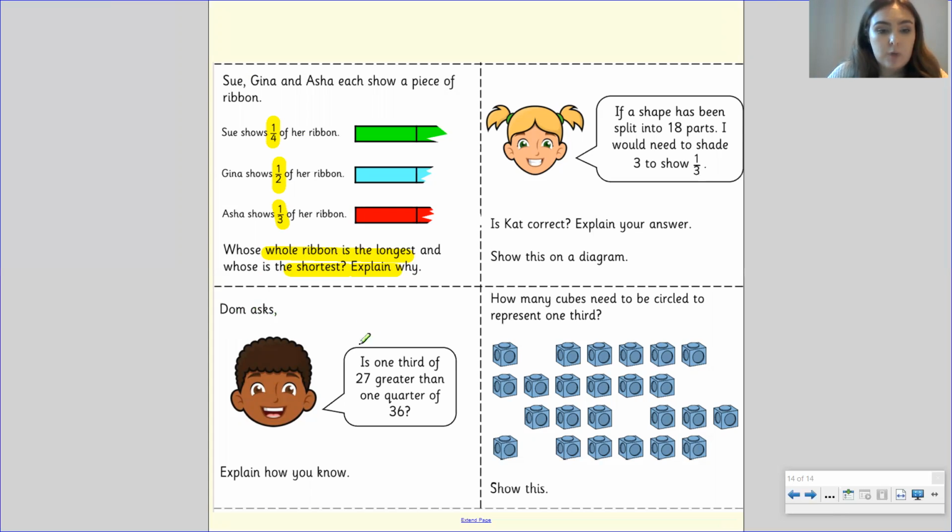Next one, Dom asks, is 1/3 of 27 greater than 1/4 of 36? Explain how you know. So you'd either say, yes, it is greater than, or no, it's not greater than, because. Okay, Kat says, if a shape has been split into 18 parts, I would need to shade in 3 to show 1/3. Is Kat correct? Explain your answer and show this on a diagram. So you need to draw it out. And the last question, how many cubes need to be circled to represent 1/3? Show this.